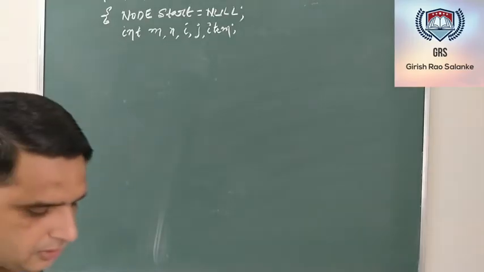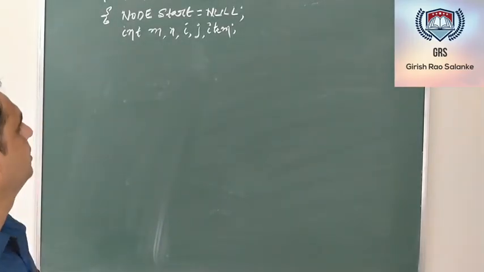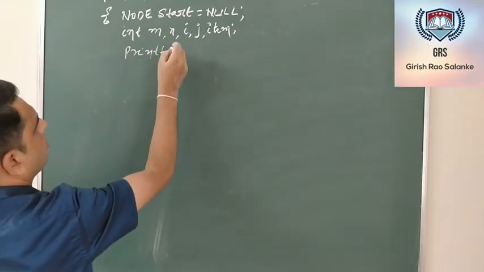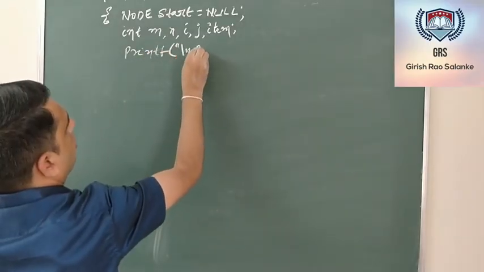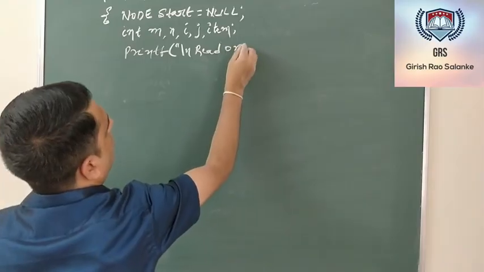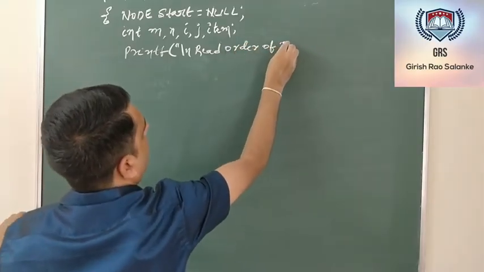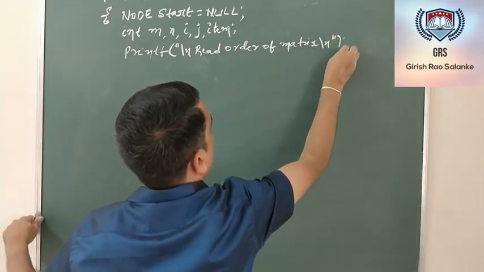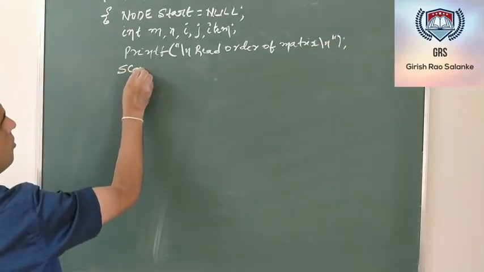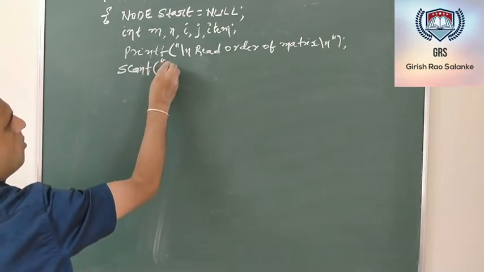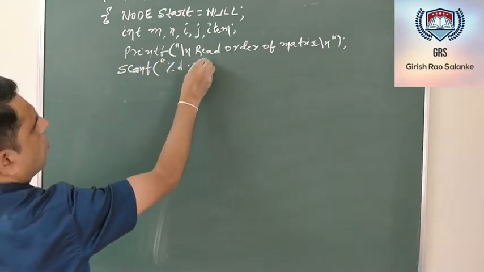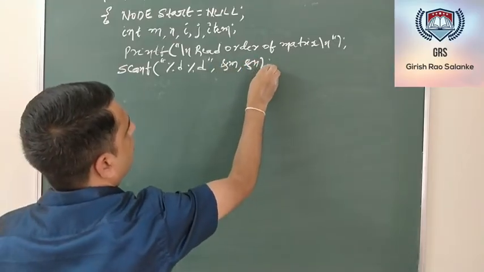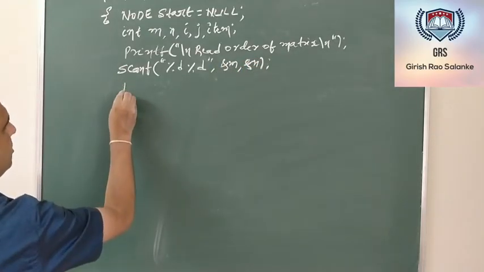First thing, we'll read the order of the matrix. Printf read order of matrix. Scanf ampersand of m, ampersand of n. Once I read the order of the matrix, read the matrix.